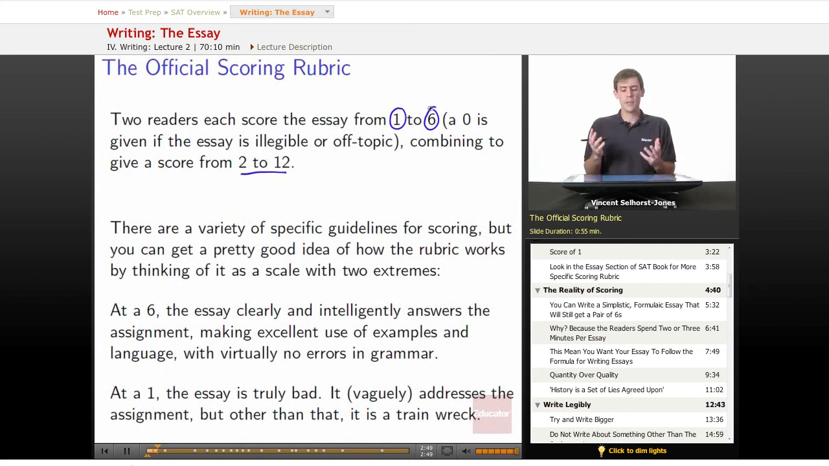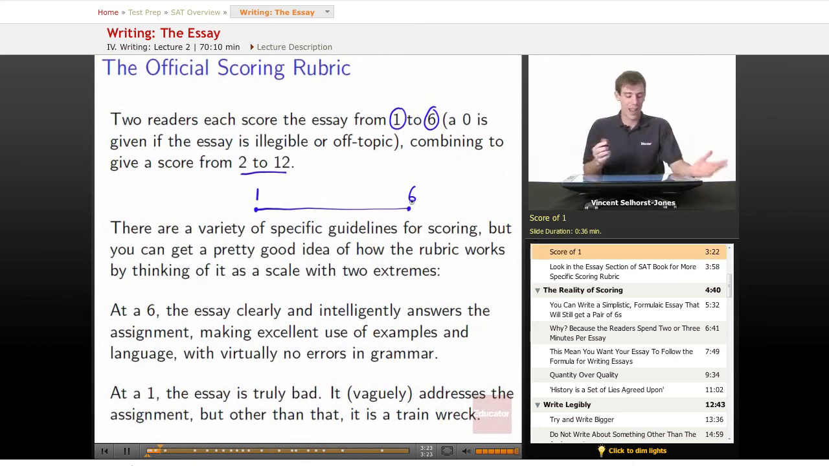There's a variety of specific guidelines for scoring, but we can get a pretty good idea of how the rubric works by looking at it as a scale with 2 extremes. Over here is the 1 extreme, and at the other end is the 6 extreme. The 6 is a really, really good essay. It has a clear, intelligent answer to whatever the question is. You'll get that assignment, and it's going to very clearly address it, and it will have a definite answer, and it's going to do a great job of backing up its answer. It's going to make wonderful use of examples, it's going to be kind of interesting to read, and it's going to have virtually no errors in grammar. It's going to make a lot of sense.